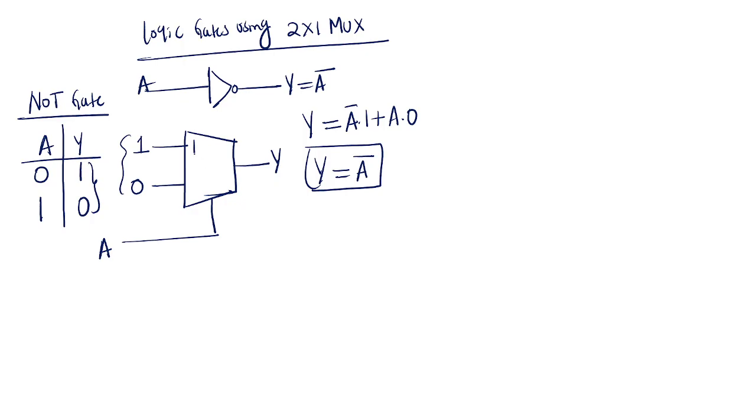This is I0 and this is I1. We already saw in Boolean algebra that A and 0 equals 0. So here A bar and 1 equals A bar itself, or 0. So you are getting A bar.